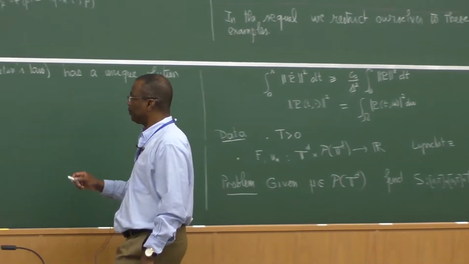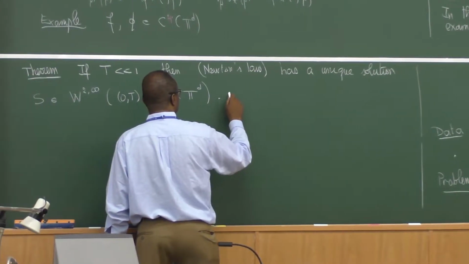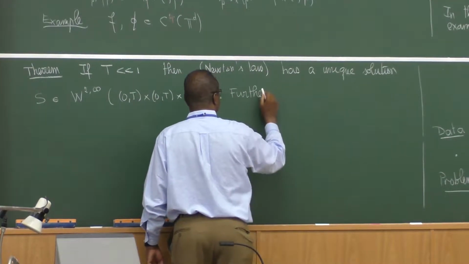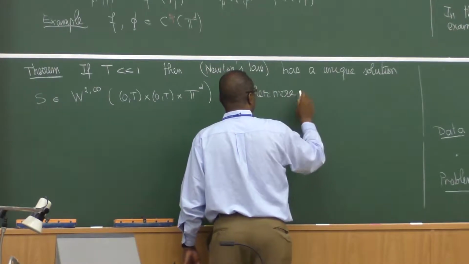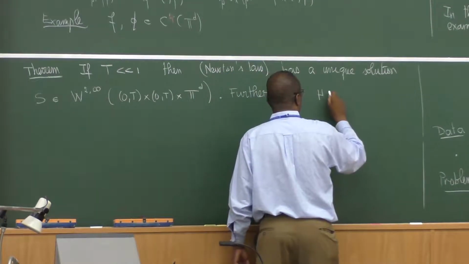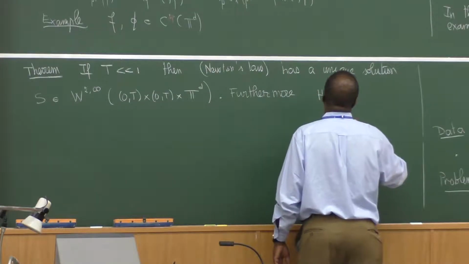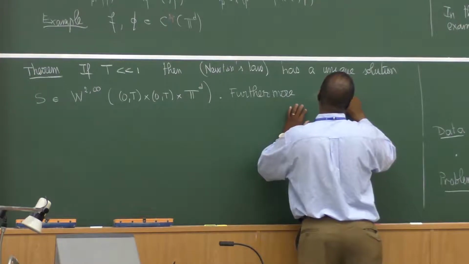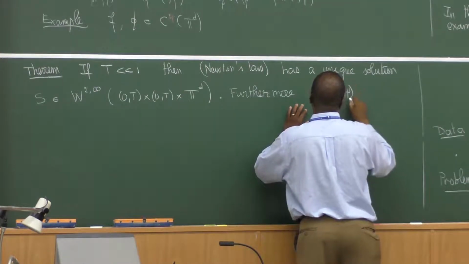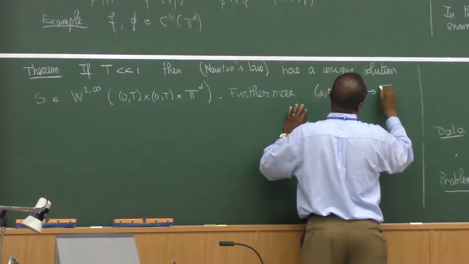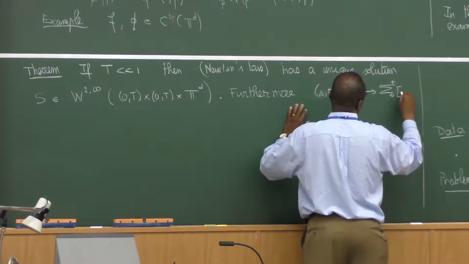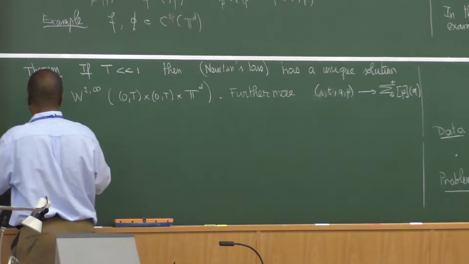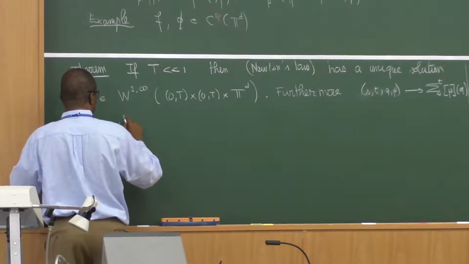Furthermore, mu goes to S T Q mu goes to sigma S T mu of Q is W to infinity.